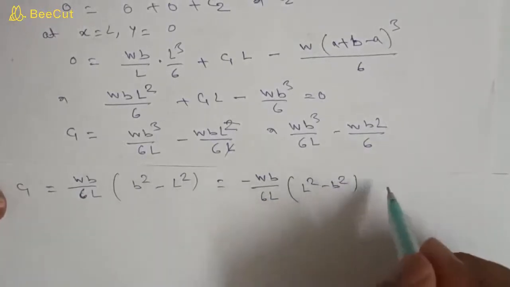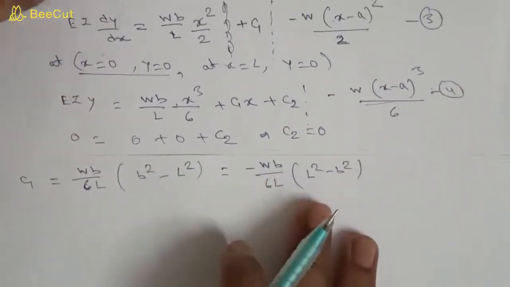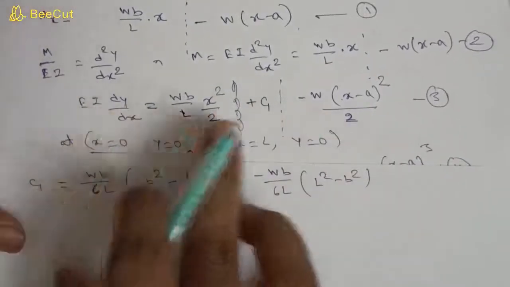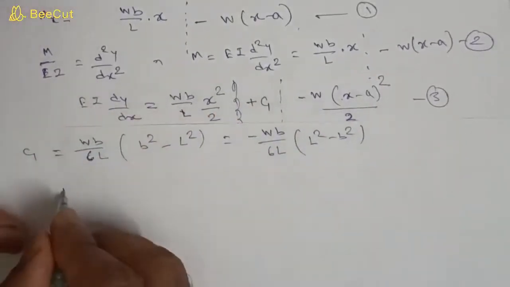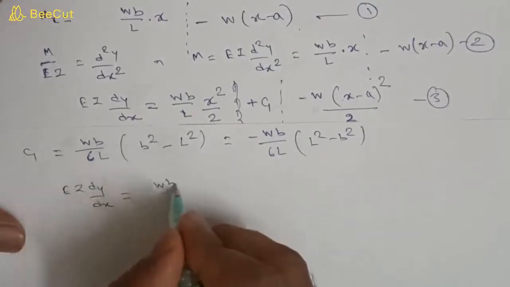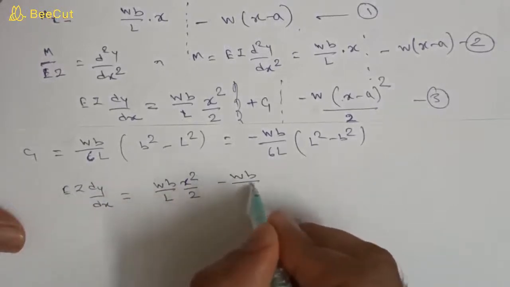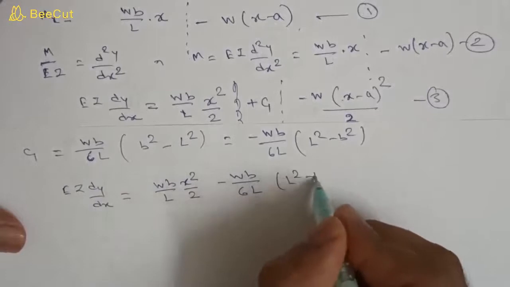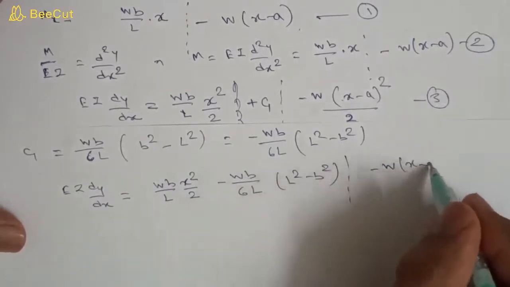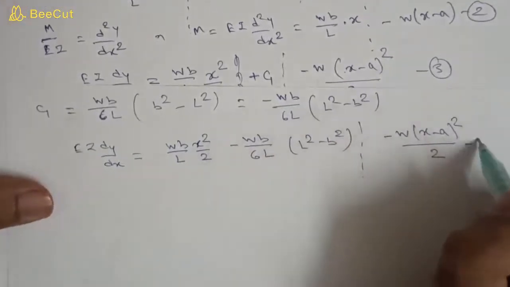So if we put the value of C1 in equation number 3, then we will get EI dy by dx is equal to WB by L x square by 2 minus WB upon 6L into L square minus B square, and dotted line, minus W into x minus a whole square divided by 2. This is equation number 4.